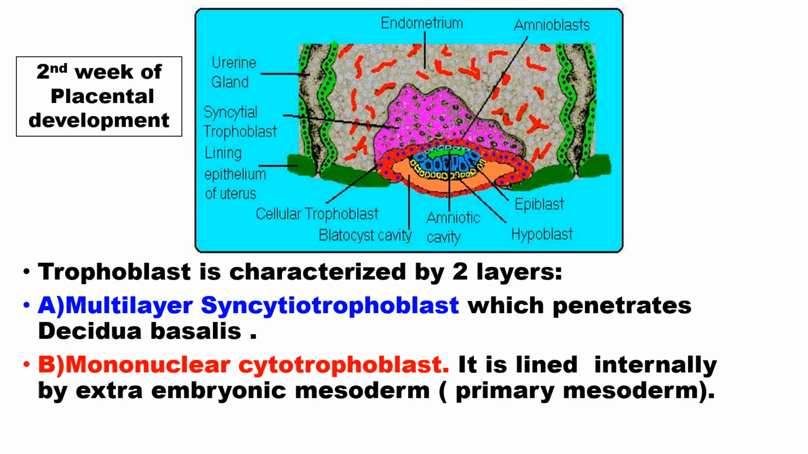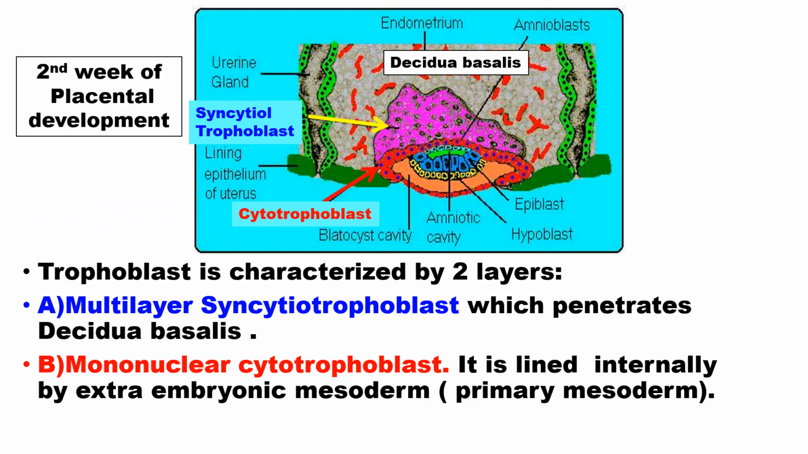Second week of development of placenta. The trophoblast, which is the outer cell mass, is characterized by two layers. Multi-layer syncytiotrophoblast with no clear cell membranes penetrates into the decidua basalis. The inner layer is mononuclear cytotrophoblast, lined internally by extraembryonic mesoderm or the primary mesoderm.